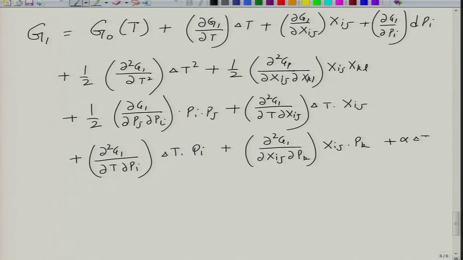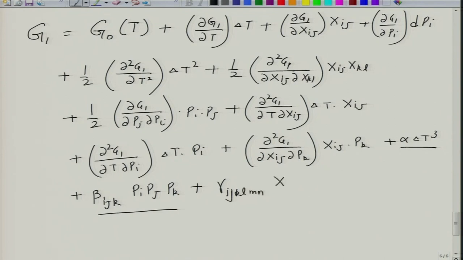We have alpha ΔT cubed, which is the volume expansion term, and then we have beta ijk Pi Pj Pk. This is the third order term. So, now we take the third order term, and then we take gamma ijklmn Xij Xkl Xmn, plus other higher order terms. So, this is a massive equation.